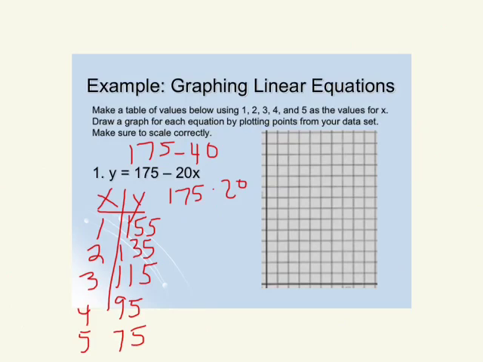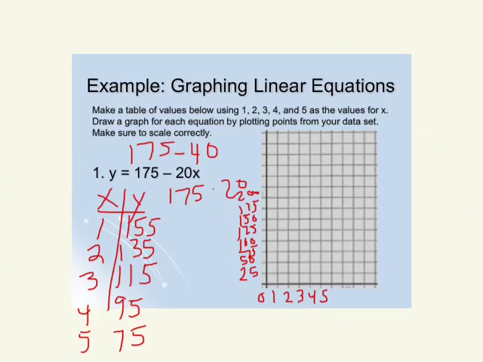Now the hardest part about graphing these is doing your scale. Again, this is going to be 0, 1, 2, 3, 4, 5. But I can have a different scale for my y-axis. And since we want to go all the way up to 175, we're going to go maybe by 25. So I'm going to go 25, 50, 75, 100, 125, 150, 175, 200. And so now I'm ready to graph.